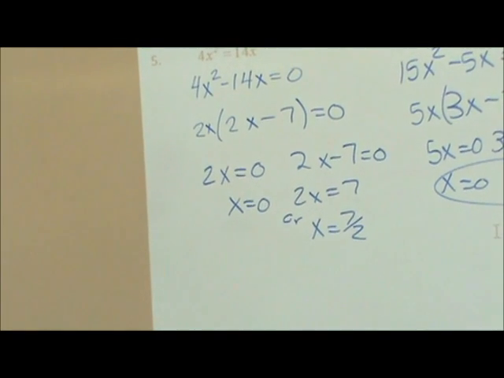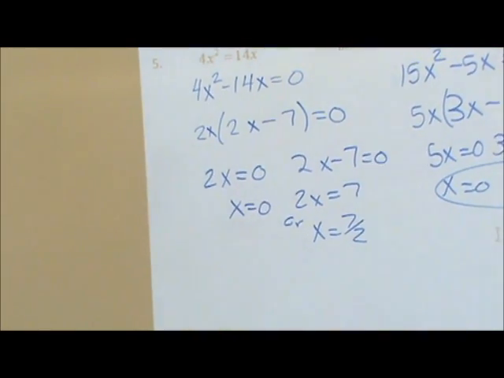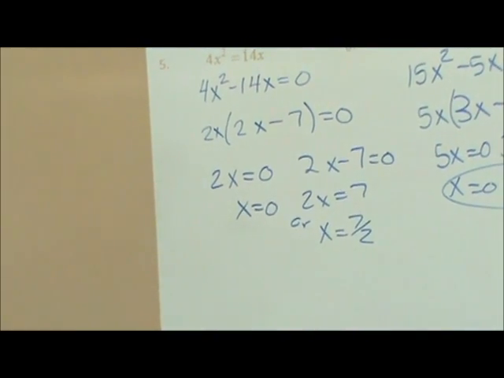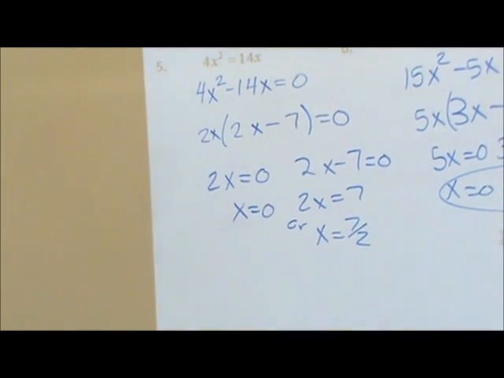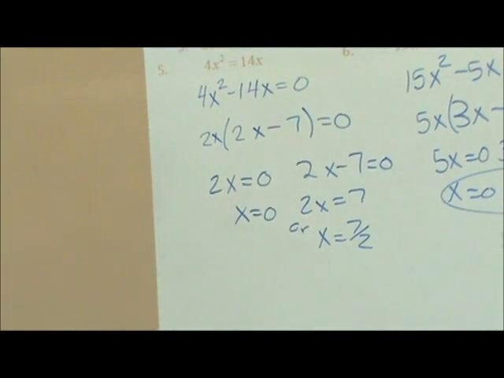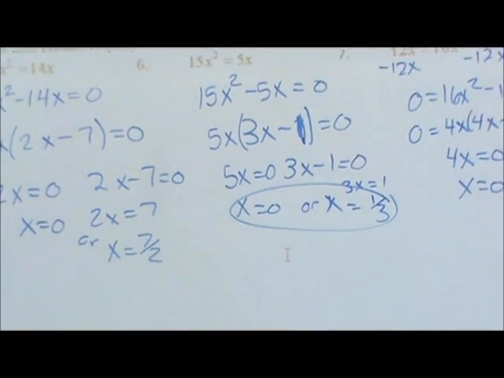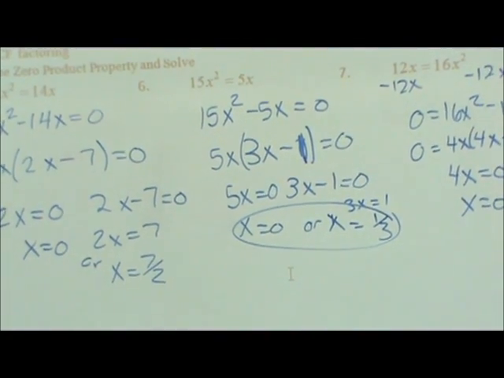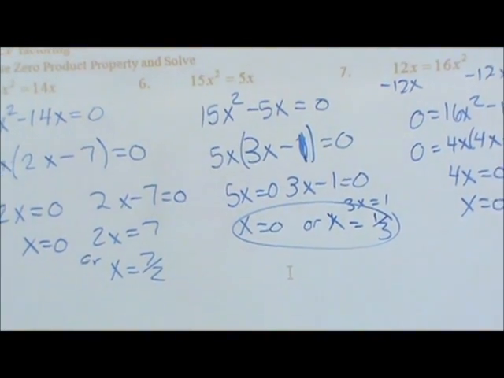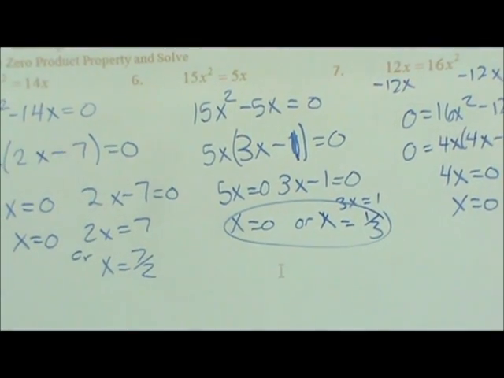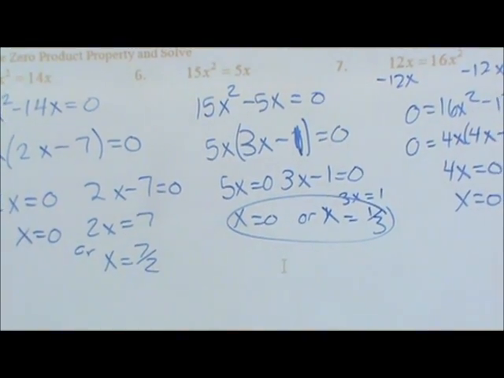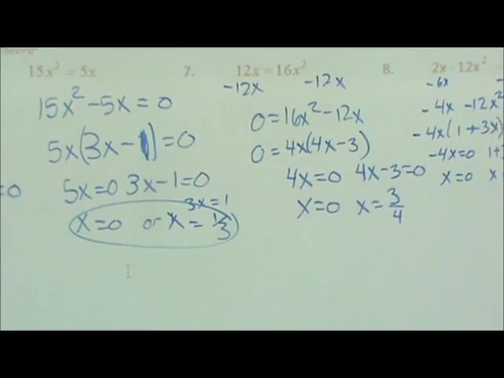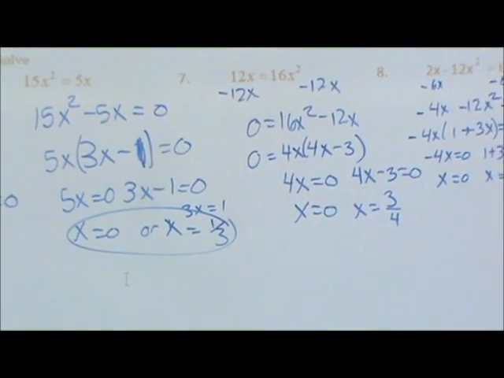Alright, let's look at the last ones that you had to try on your own. First thing, get it equal to 0. After that, GCF factoring. Then set your factors equal to 0 and solve them, and you get your two answers. As you can see, very similar on the next one. I moved the 5x over, got it equal to 0, did GCF factoring, set my factors equal to 0, solved, and got my answers.